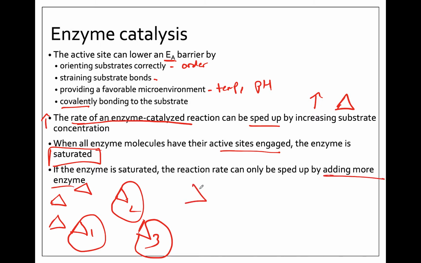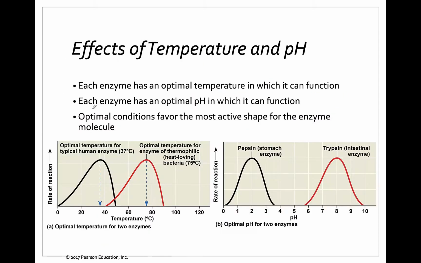So I want to add enzyme number 4, 5, and 6 to get this reaction to go 6 at a time instead of 3 at a time. The rate of a chemical reaction is also affected by the external environment. So on the scale, you can see that the rate of the reaction is on the side. So the higher it goes, the faster it is. The lower it is, the slower it is.